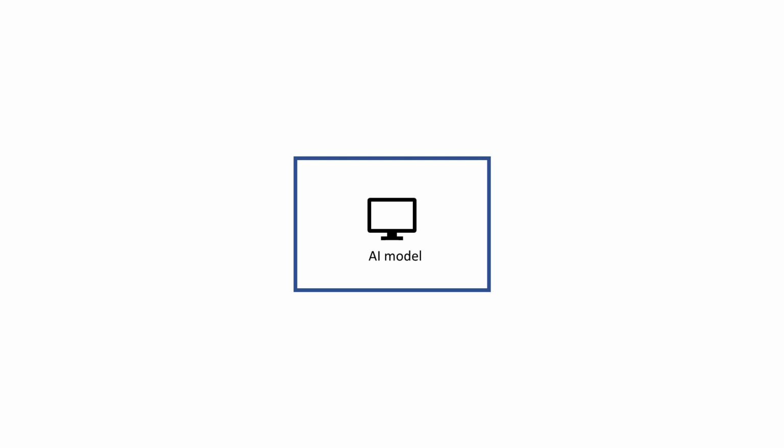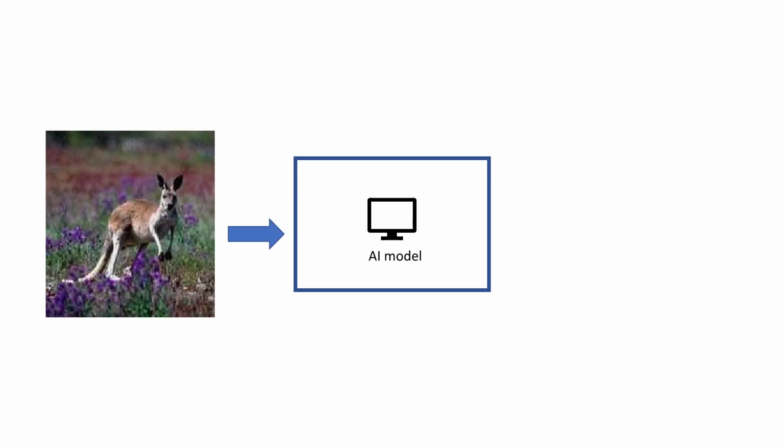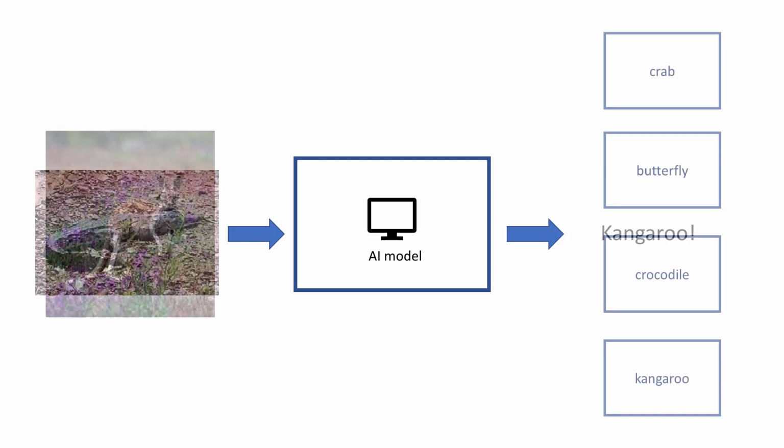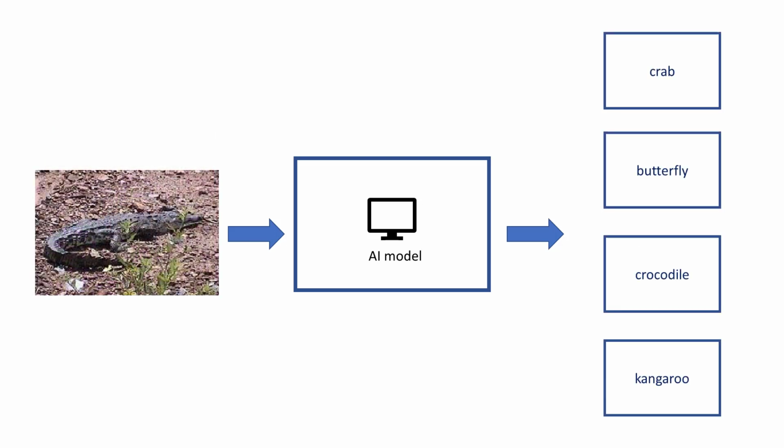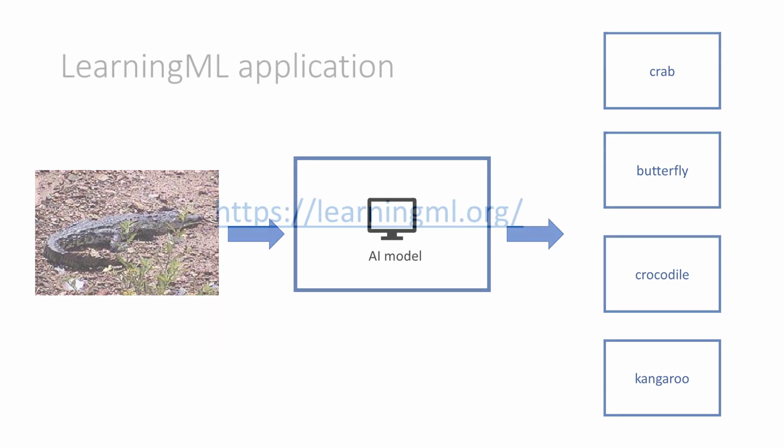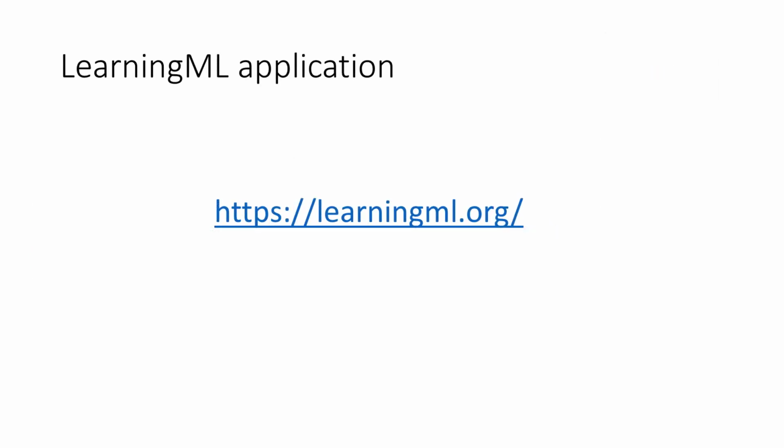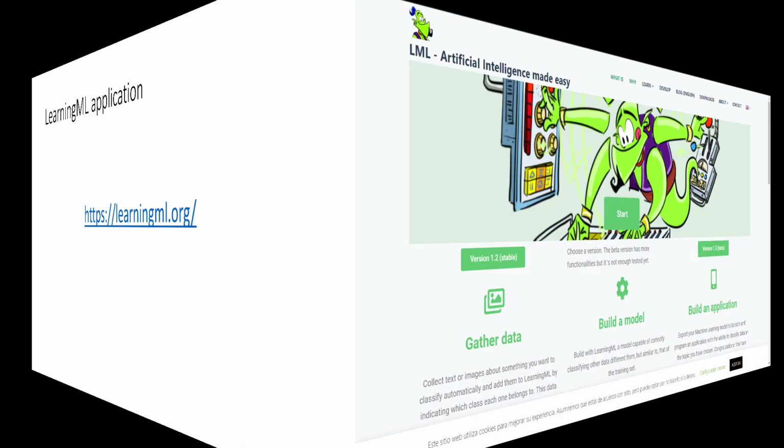A model is basically a mapping between an input, here an image, and an output, here a class. What we will do today is build a model that classifies images of animals into 4 classes: crabs, butterflies, crocodiles, and kangaroos. Let's start and go to the web application. A link can also be found in the description of this video.